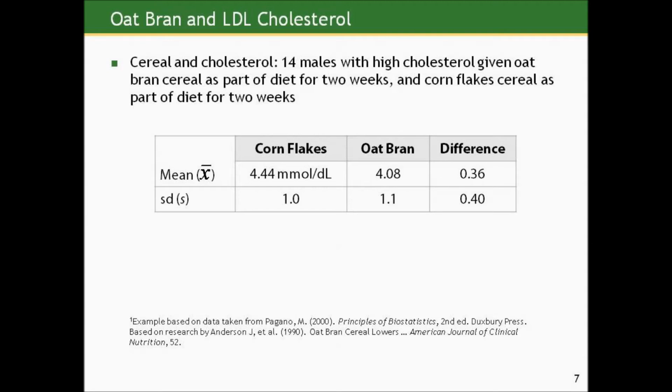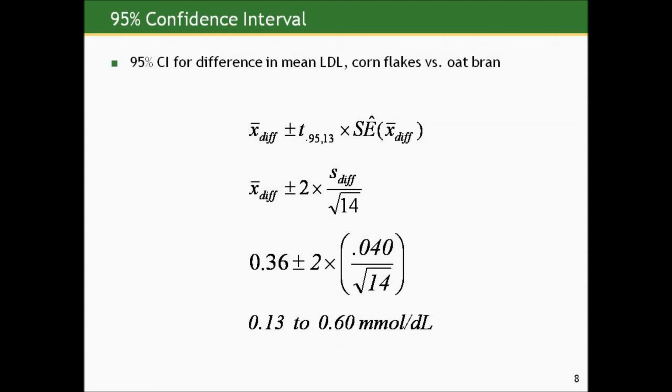And what the study wanted to do was compare at the end of each 2-week period, their LDL cholesterol levels, which were measured in each man, and see whether there were any differences in those levels or not. So after the 2 weeks on the cornflake diet, the average LDL across the set of 14 men was 4.4 millimoles per deciliter, and on the Oatbran, it was 4.08 millimoles per deciliter. So a difference of 0.36 millimoles per deciliter, cornflakes to Oatbran. So let's just use the data and the sample results to create a 95% confidence interval for the difference in mean LDL, cornflakes versus Oatbran.